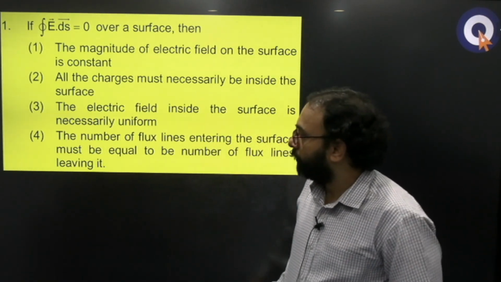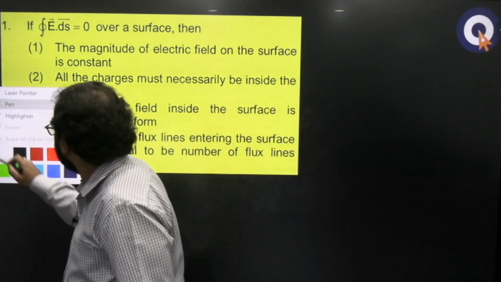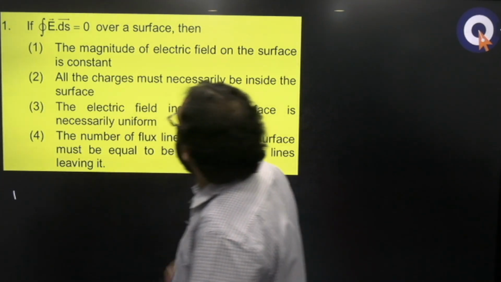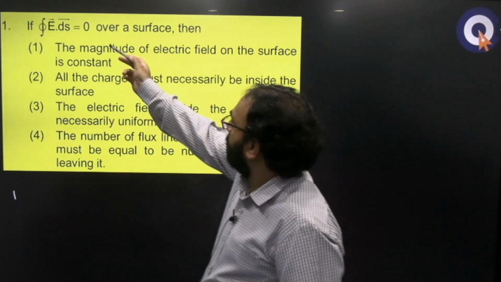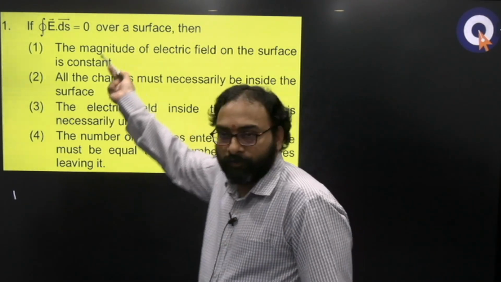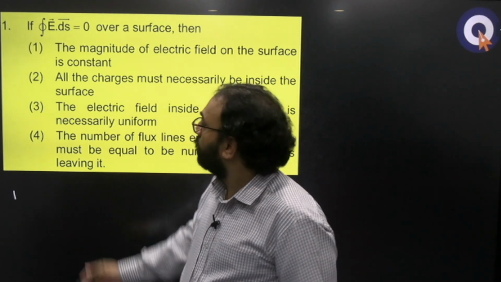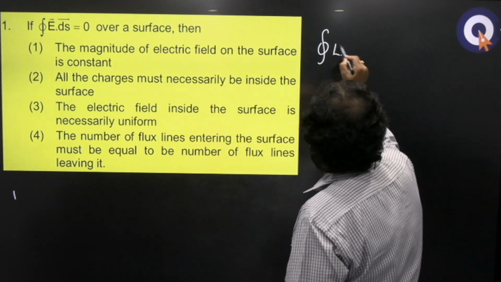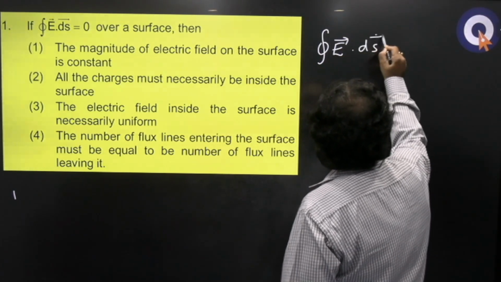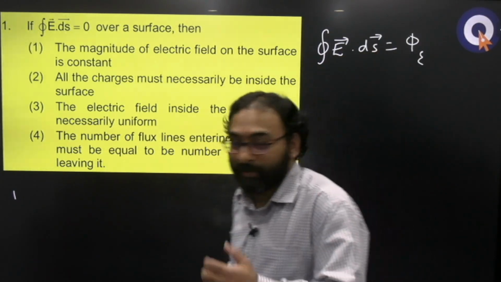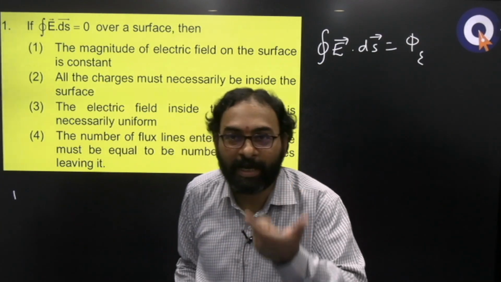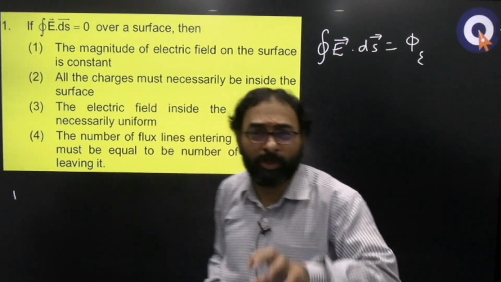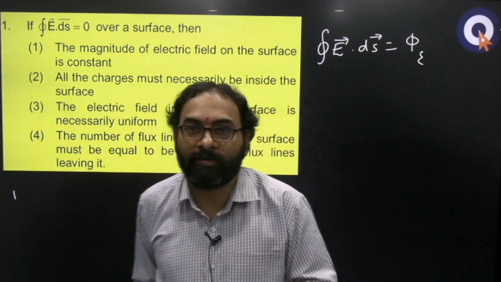First question, you can see here. Integral E bar dot ds bar equal to 0 over a surface, then which of the following options are suitable? Here the integral of E bar dot ds bar indicates electric flux, the electrostatic flux. And here this is 0, which means what? When will we have a 0 electric flux?